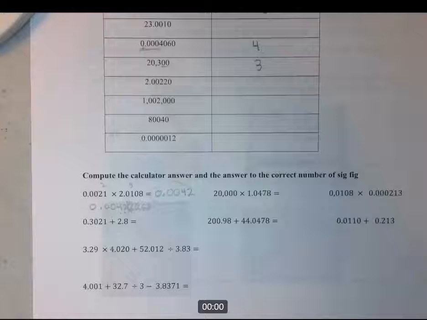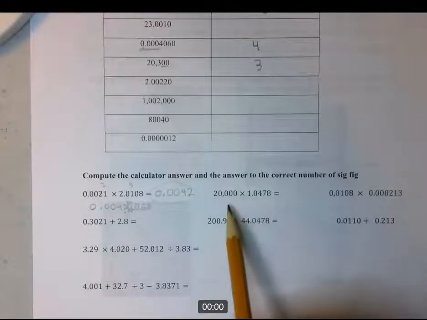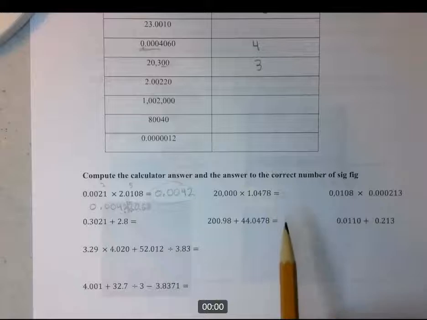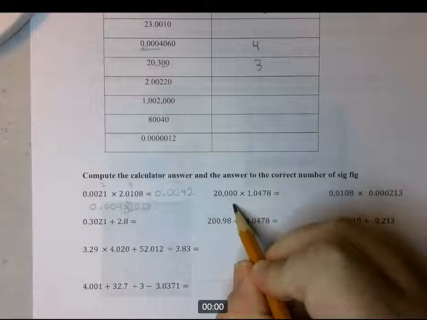All right, let's do one more. Let's do this one. Okay, so 20,000. And that gives you this number.